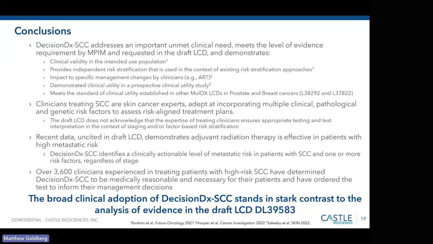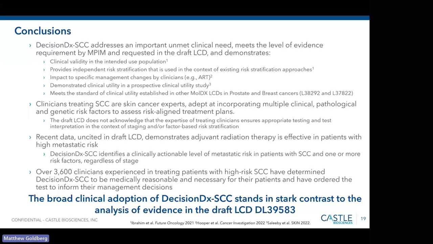DecisionDx-SCC can be used to guide adjuvant radiation therapy decisions that have proven impact on health outcomes for patients with a high risk of regional and distant metastasis, a fact that's not articulated in the proposed LCD. Therefore, improvement in the accuracy of risk stratification for patients with SCC has inherent improvement in patient outcomes, as it directs those with a high risk of metastasis to a therapy known to improve outcomes.